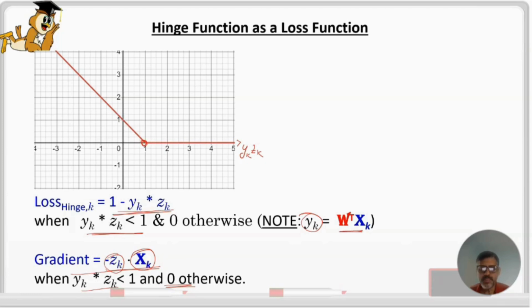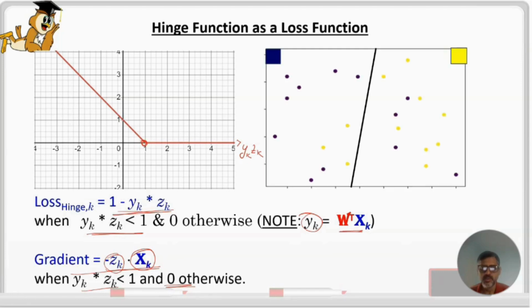I want to spend a minute looking at this hinge function in a little bit more detail. Let's consider this two-dimensional example where we have to classify the blue dots and the yellow dots. Let's say this right side is the correct side for the yellows and the left side is the correct side for the blues. And this ended up being your decision boundary, right? So this was your decision boundary.